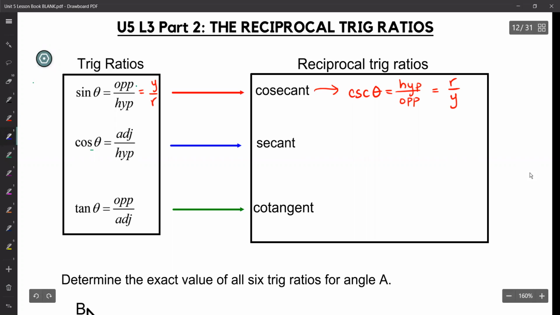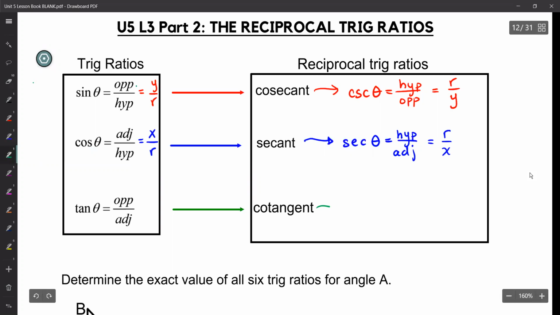And the reciprocal of cosine is secant. It's abbreviated SEC. And if cosine is equal to adjacent over hypotenuse, secant will be equal to the reciprocal, which is hypotenuse over adjacent. And if we think about it in terms of x, y, and r, cosine we said was equal to x over r, so secant will be equal to r over x.